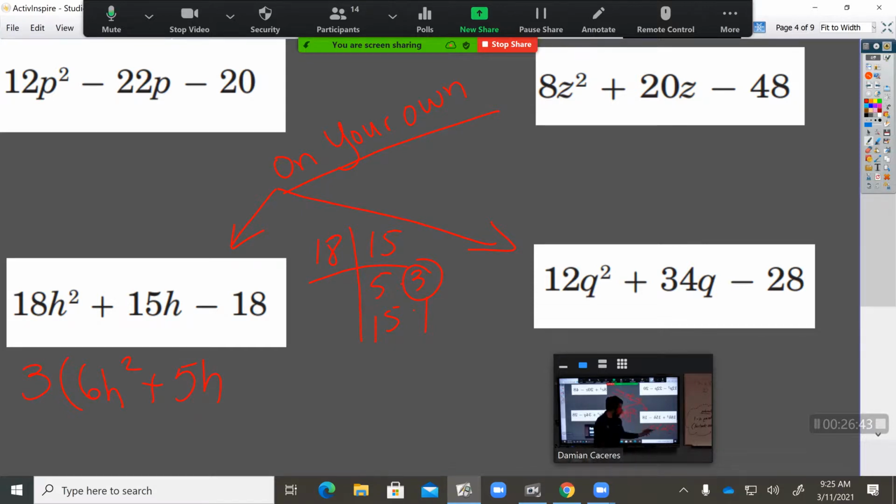And negative 18 divided by 3 is negative 6. Now we set up our cross multiplication here. 2h times 3h is 6h to the second power. Now let's break down the negative 6. Negative 6 will be negative 3 times 2.